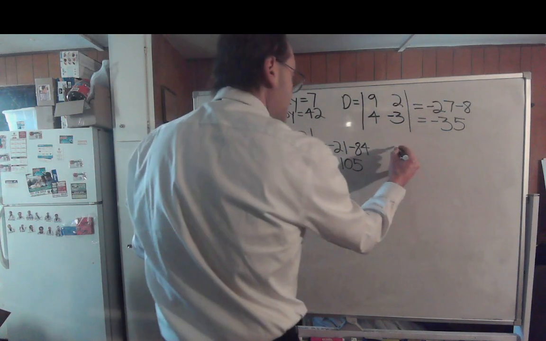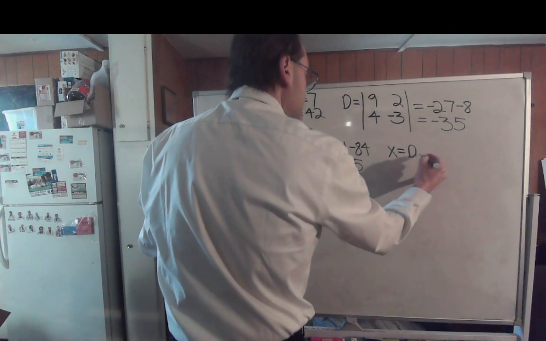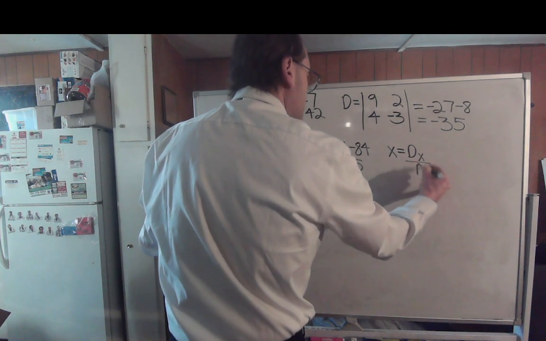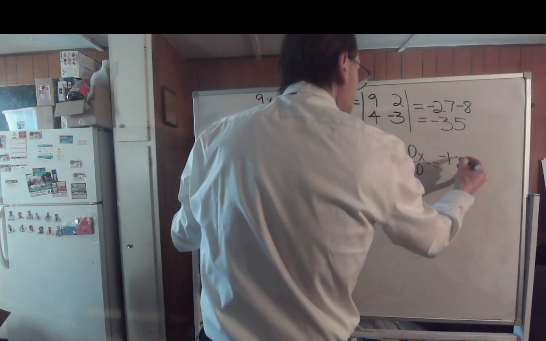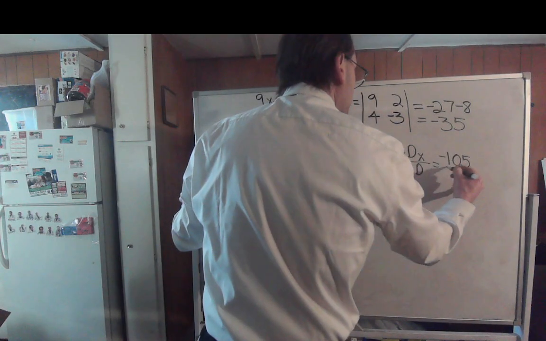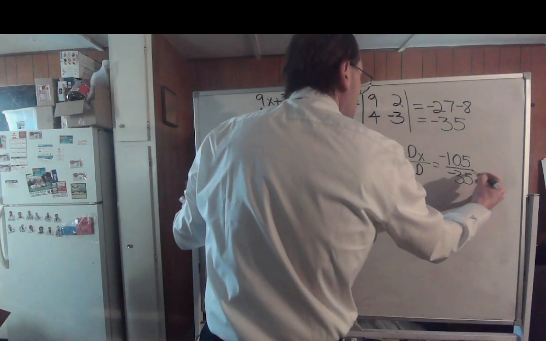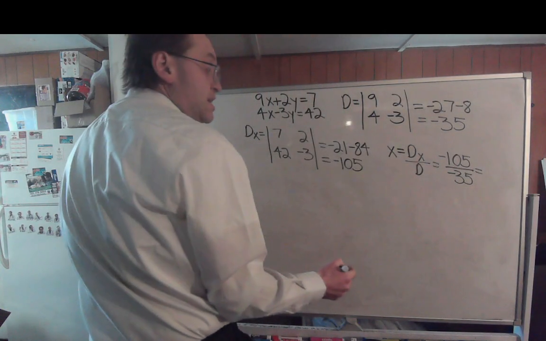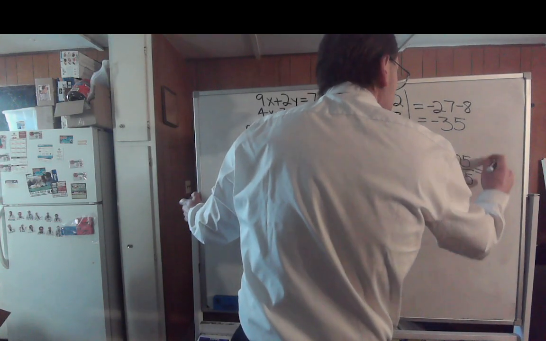Let's proceed to find x, which of course would be that d sub x over d. Well, d sub x is negative 105 over your d, which is negative 35, which would actually end up turning out to be positive 3. So you have an x value of 3.